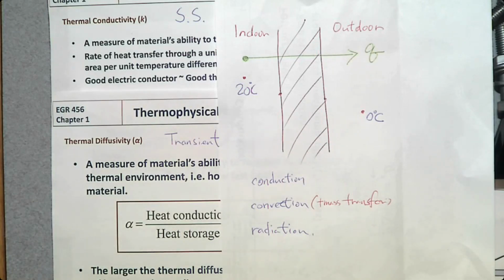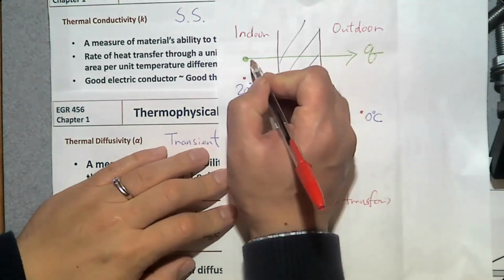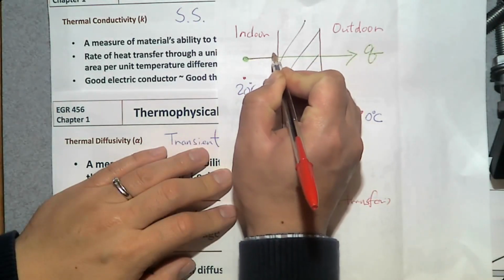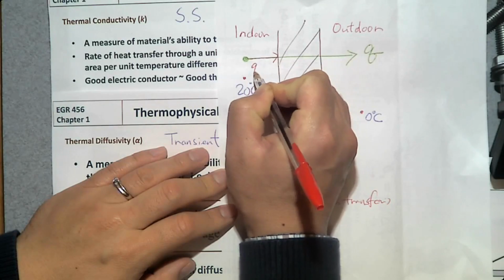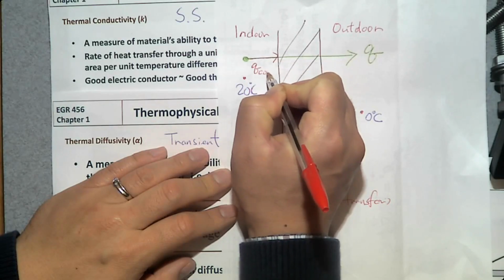So in this case, there are 3 heat transfers. One, from the air to the inner surface. Air can move, therefore this heat transfer is convection heat transfer. So the first heat transfer Q is going to be convection heat transfer.